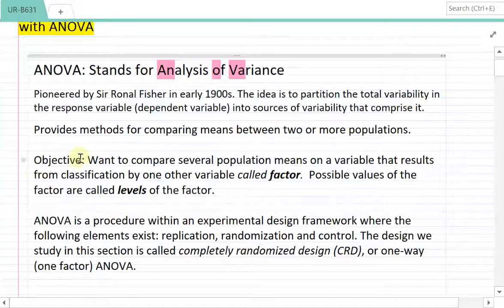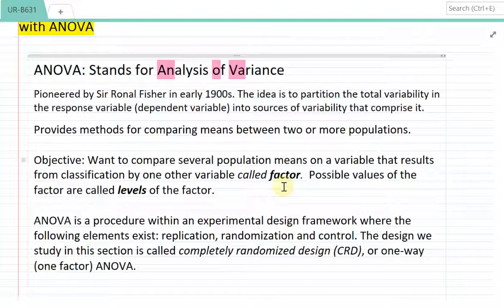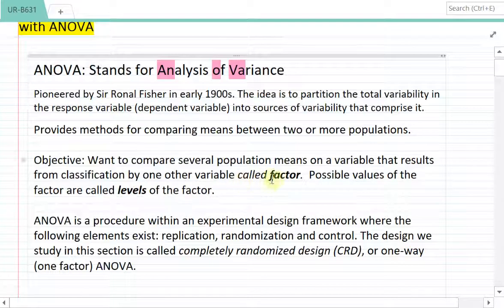So here I have the objective. Again, we want to compare several population means on a variable that results from classification by one other variable. Now this other variable, we call it a factor. This variable is actually an independent variable. We'll get to the list of variables in a moment, but that's what this one is. It's different from the variable up here, which is the response variable. So this is the independent variable, which we call a factor. Now, possible values of the factor are called levels of the factor.